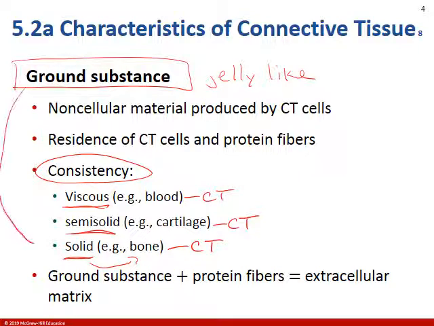We take this ground substance and we're going to calcify it. We're going to take calcium and we're going to mineralize it and make the ground substance hard, and that gives your bones stability and hardness and structure. So the ground substance and the protein fibers that we just talked about, that's all called extracellular matrix.